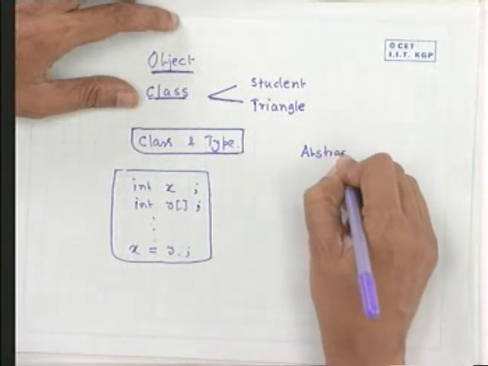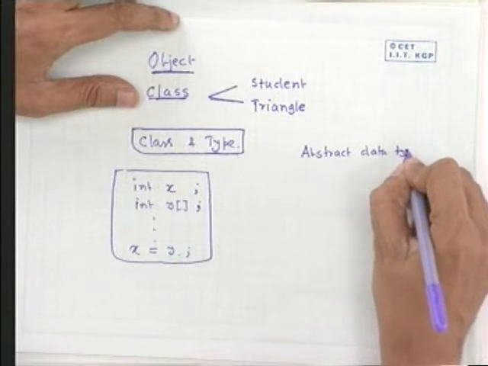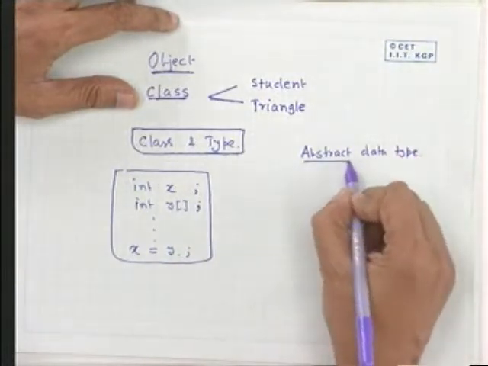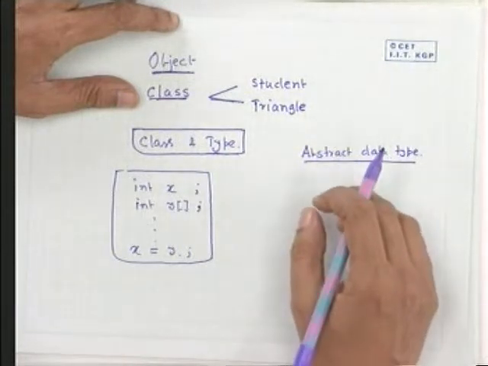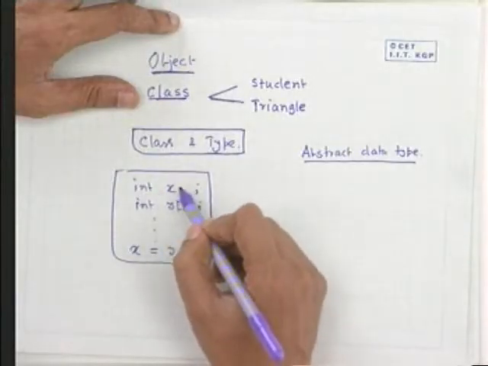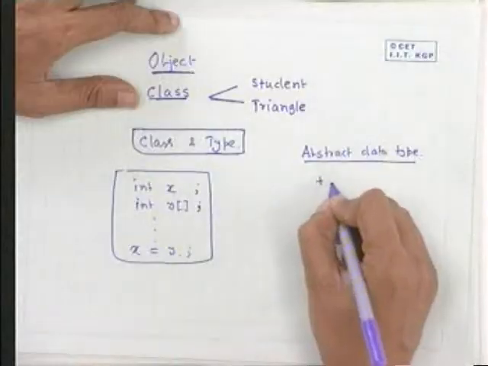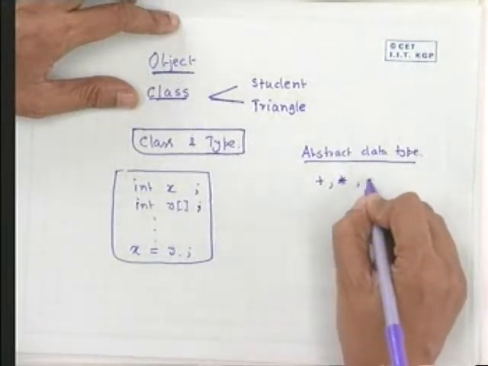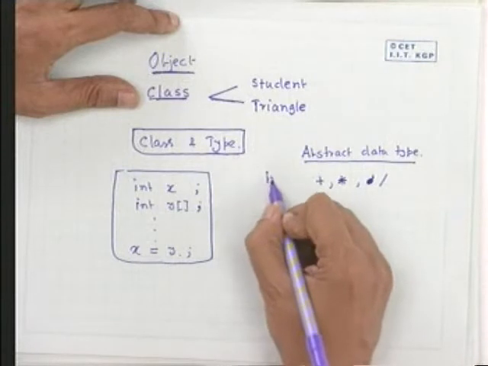In abstract data types, what we do is define the type. Along with the definition of the type, we also define the operations that can be performed on the type. Whenever we say that x is an abstract data type of integer, then operations like plus, multiplication, division, etc. will be permitted on the integer data type.